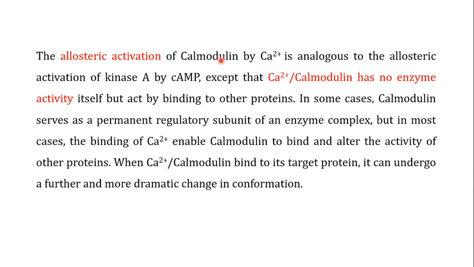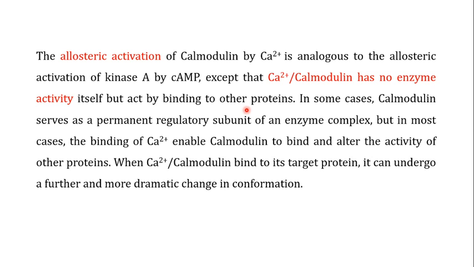But the difference between the two is that when cyclic AMP activates protein kinase A, the protein kinase A has enzymatic activity. But when the calmodulin gets activated by calcium, making the calcium calmodulin complex, this calcium calmodulin complex has no enzymatic activity itself, but it can act by binding to other proteins, thereby activating them.